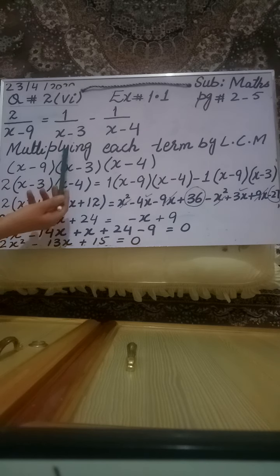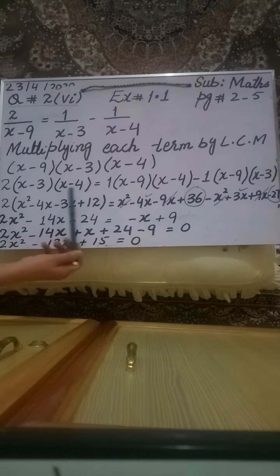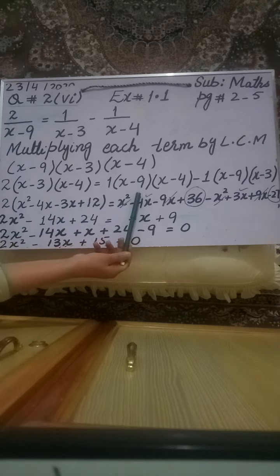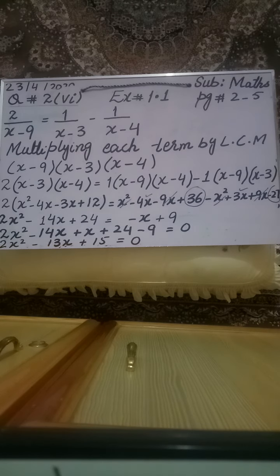After multiplying each term with the LCM, I have the 2. x minus 9 and x minus 9 will get divided, will get cancelled, and I am just left with x minus 3, x minus 4. With this, the denominator is x minus 3, so it will get cancelled with the LCM and the remaining one will be with it. Then here as well the same procedure.